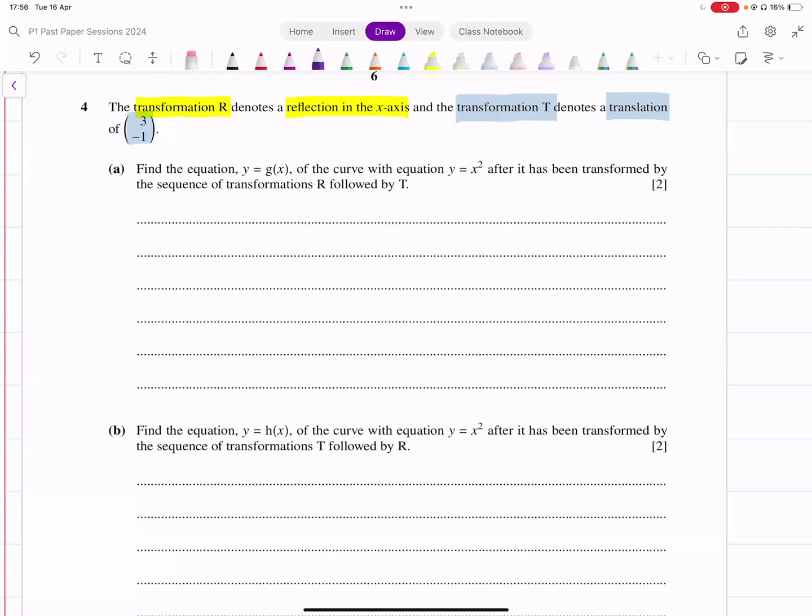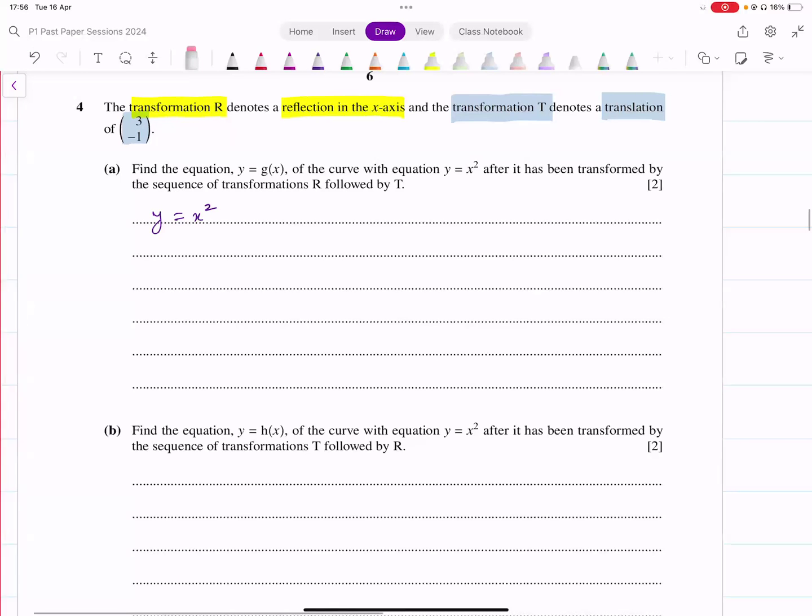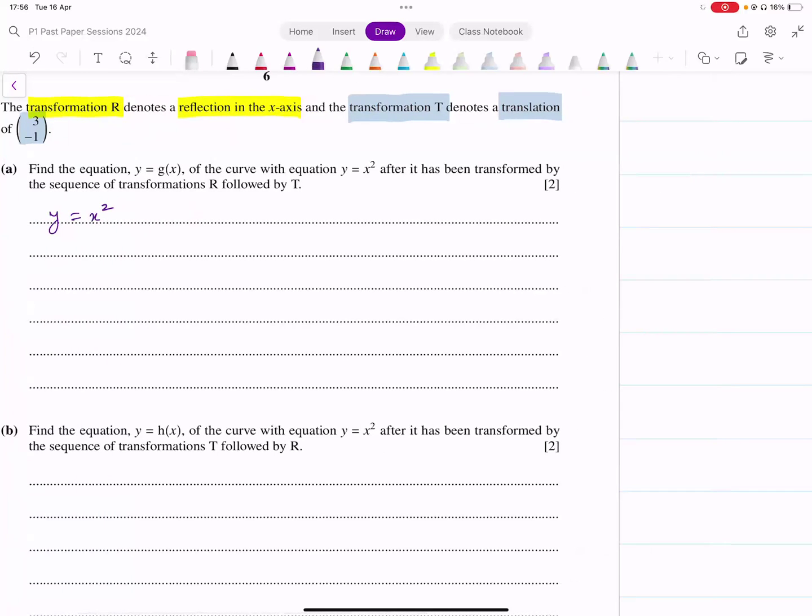Okay, now how does that work? So what's the equation? The equation is y equals x squared. You first apply the transformation R on this. What's R? R is a reflection in the x-axis. Is that a horizontal transformation or a vertical transformation? X-axis is the line of reflection. Any point that's above the line goes below the line, any point that's below the line goes above the line. It's a vertical transformation. The y coordinates are changing.